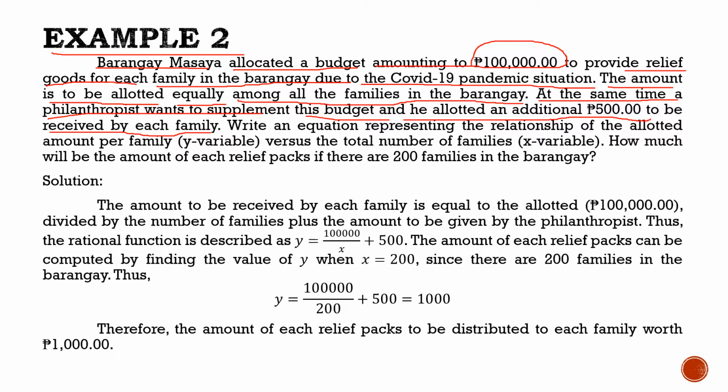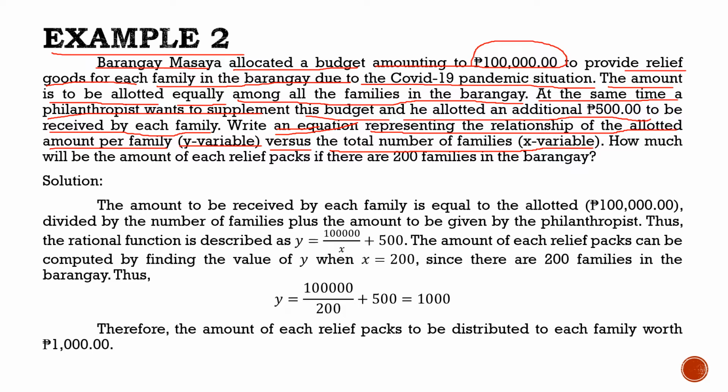Now, write a function. It's not an equation, but it is a function, because there is an involvement of two variables here. We're asked to write a function representing the relationship of the allotted amount per family, which is your y variable, versus the total number of families, which is your x variable.